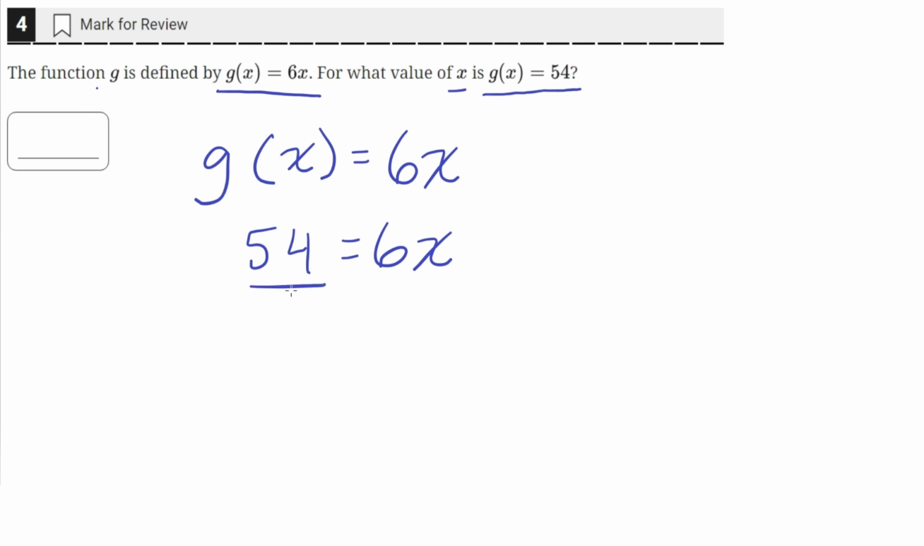So if we divide both sides by 6, the 6 here will cancel out, and we'll just have a 1 left. So we'll just have x on the right, and then 54 divided by 6 is just equal to 9. So the value of x is 9. So 9 is the answer.